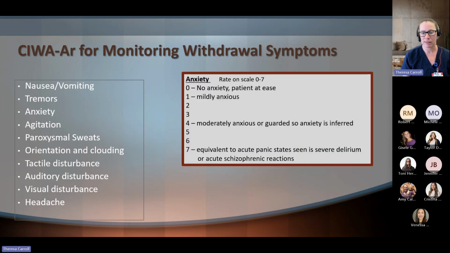Anxiety, again, is their subjective experience of the anxiety, but some of this can also be seen in how hypervigilant they are or how much attention they need to pay.